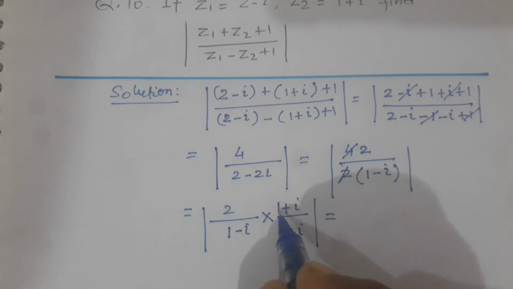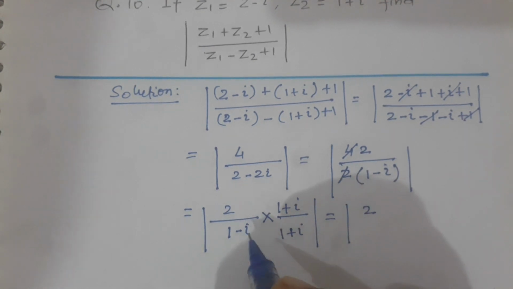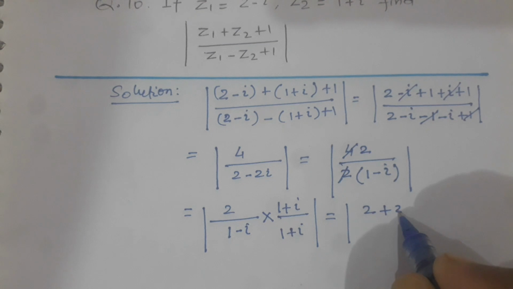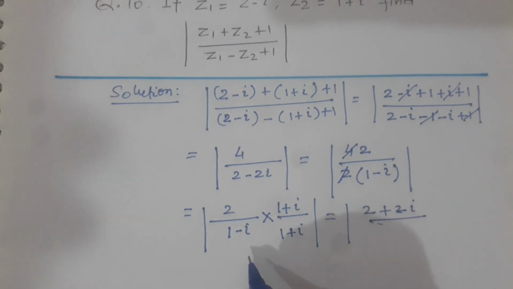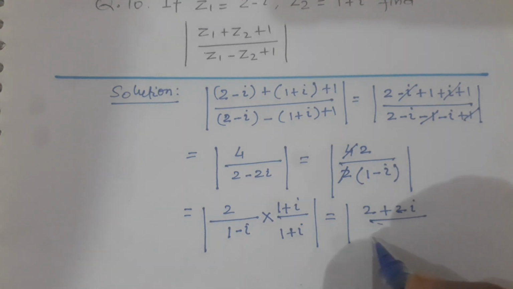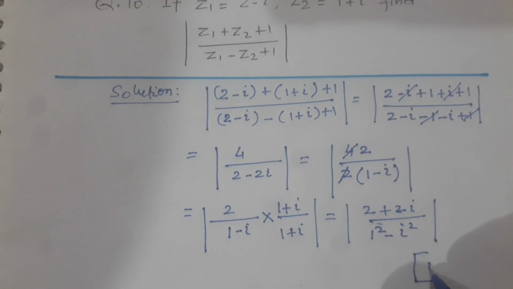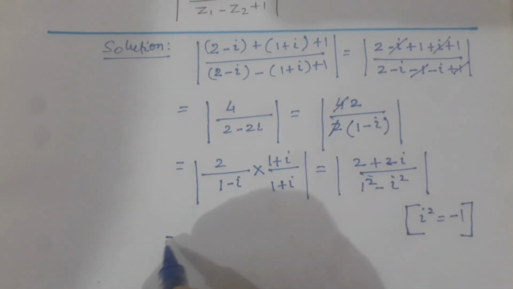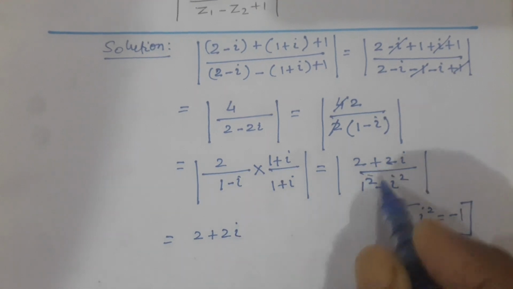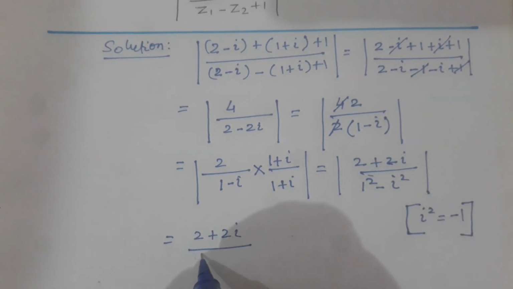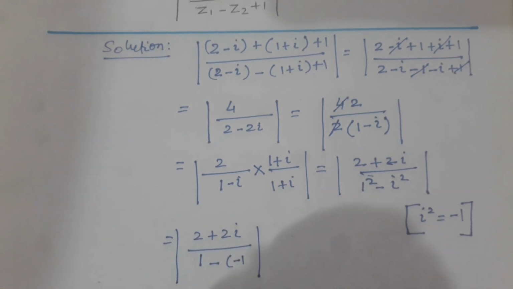So it will be 2 into 1, 2, 2 into i plus 2i, by, it will be a minus b, a plus b, which will be a square minus b square, means 1 square minus i square, right? And we know that i square is equal to minus 1. So by putting the value of i square as minus 1, it will be 2 plus 2i by 1 minus minus 1 in modulus, right?